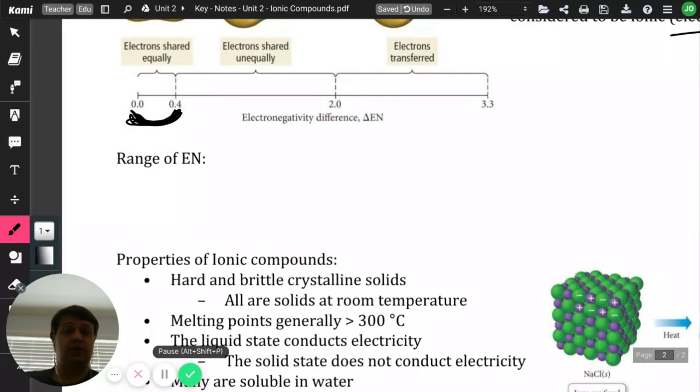So our range for electronegativity differences, if I have between 0 and 0.4, we call that nonpolar covalent.